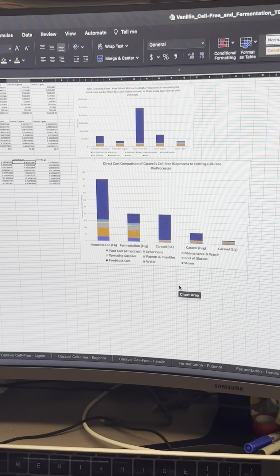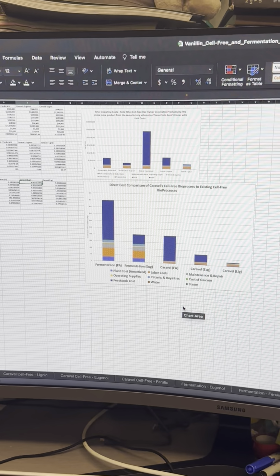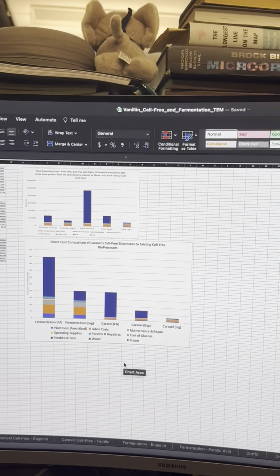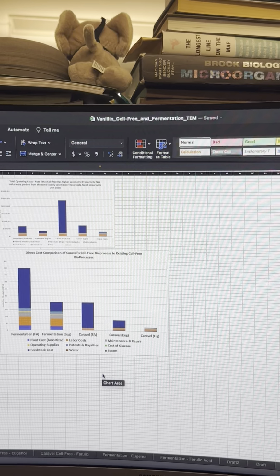So, yeah. Also, I put it in the Caravel OneDrive folder. This one that has everything in it. It's called Vanillin, Cell-Free and Fermentation, TEM. Okay, talk to you in the morning.